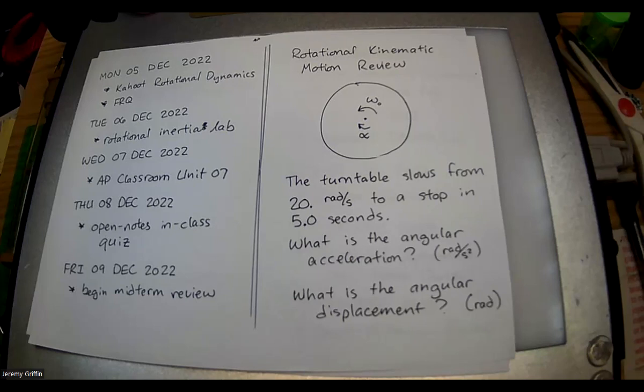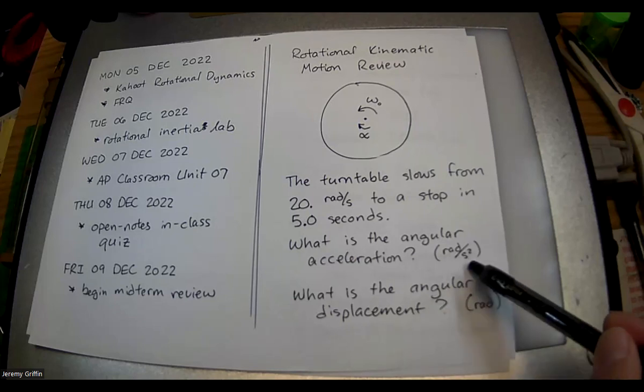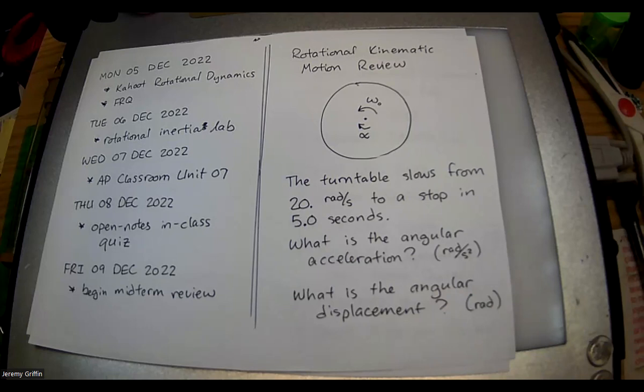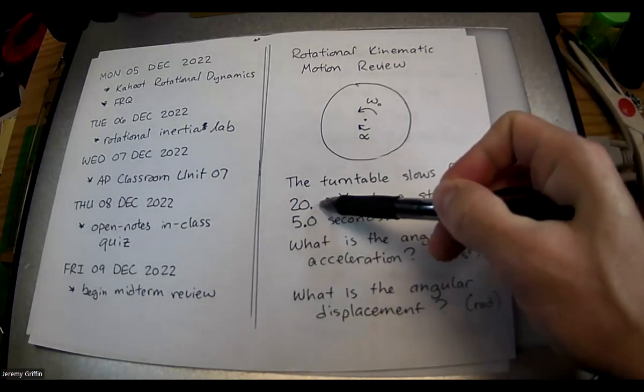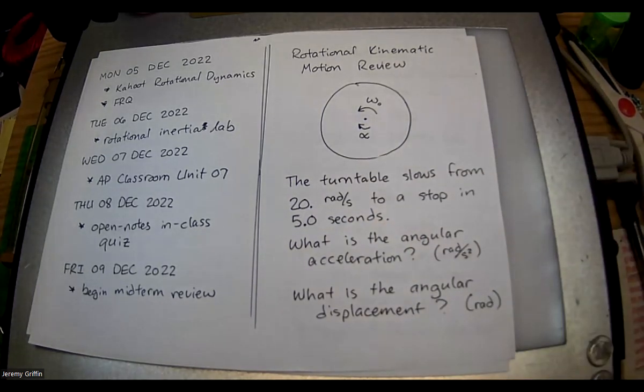All right, who figured out either one of those? Anybody figure out the angular acceleration? All right, and then the units are radians per second squared. Yeah, Marco's got -4 radians per second squared. Of course, it would be negative if it started in the positive direction and then was slowing down, right?